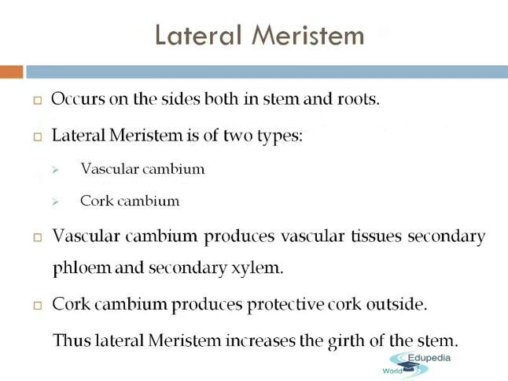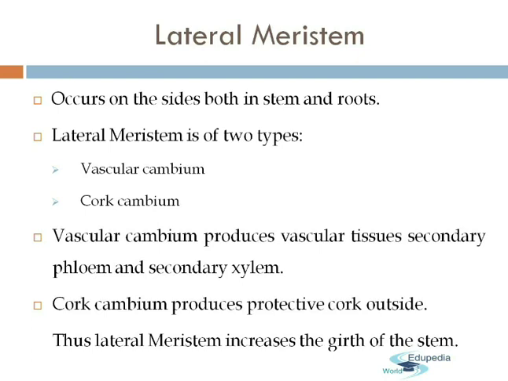And the last meristem is the lateral meristem. Now, as we have seen in the figure, which was showing the position of the various meristems, the lateral meristems occur on the sides of both the stems and the roots. The lateral meristem can be of two types, the vascular cambium and the cork cambium. This vascular cambium produces the vascular tissues. Now, which are the vascular tissues? They are the phloem and the xylem. What are these tissues? What is their function? We are going to discuss later.